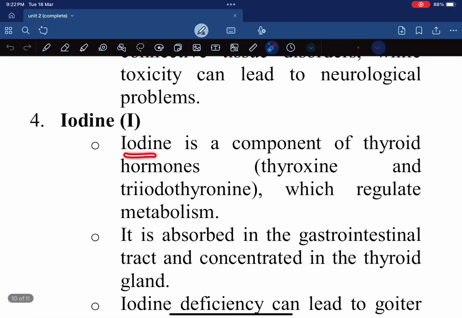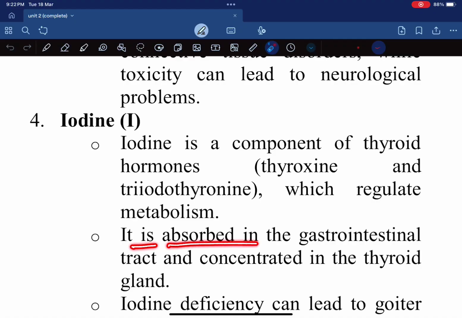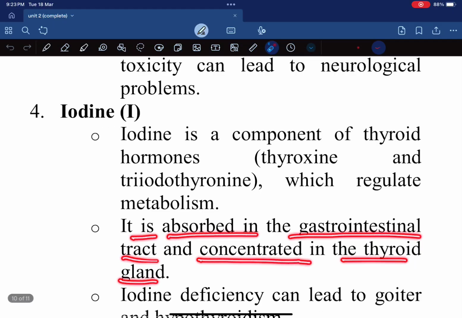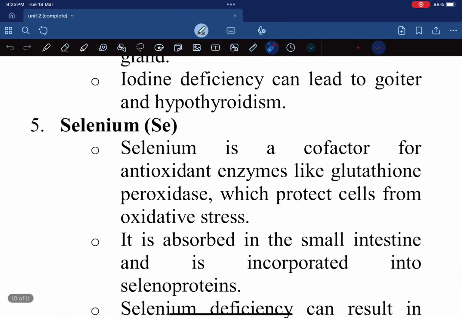Fourth, iodine. Iodine is a component of thyroid hormones, thyroxine and triiodothyronine, which regulate metabolism. It is absorbed in the gastrointestinal tract and concentrated in the thyroid gland. Iodine deficiency can lead to goiter and hypothyroidism.